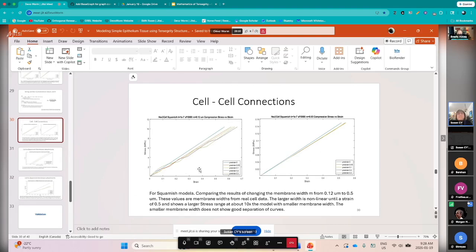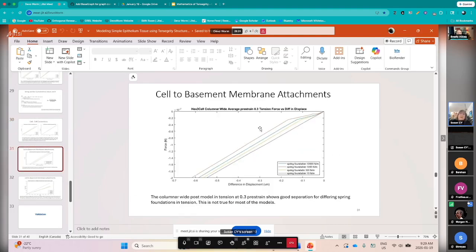So the membrane of 0.12 micrometers works better than 0.05 micrometers. I thought this was an interesting result. This is a very good separation of curves here. And this is a columnar model. So columnar models work very well at certain pre-strains.